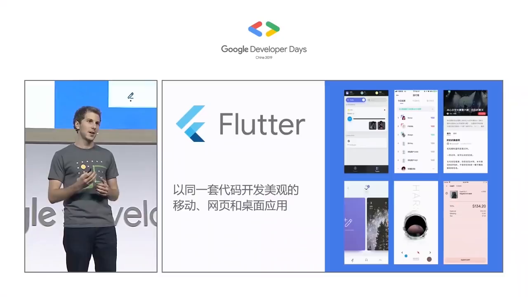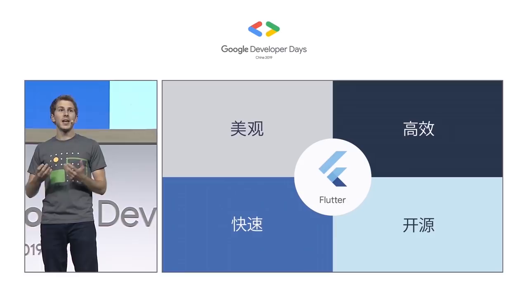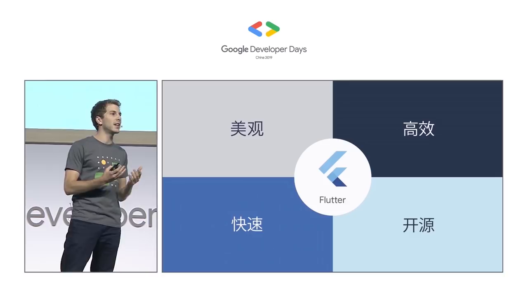Flutter is Google's portable UI toolkit to build native compiled applications for mobile, web, and desktop from a single code base. So what makes Flutter very different from many other toolkits is these four characteristics that we believe make Flutter a very unique toolkit, which is beautiful, fast, productive, and open.